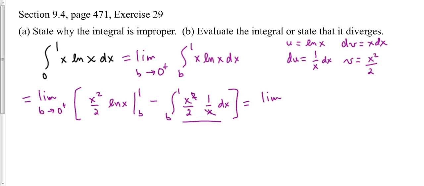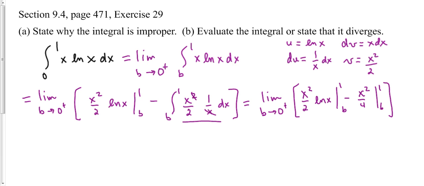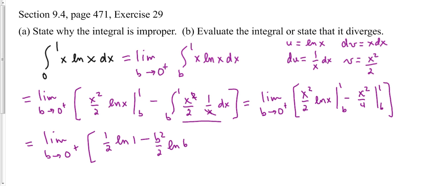So we're going to have the limit as b goes to 0 from the positive side of x squared over 2 natural log of x evaluated from b to 1 minus x squared over 4 evaluated from b to 1. And now we're ready to substitute in for our limits of integration. So I still have my limit as b goes to 0 from the positive side. And this is going to give me 1/2 times the natural log of 1 minus b squared over 2 times the natural log of b minus, and I'm going to bring the 1/4 out, it'll be 1 squared minus b squared.